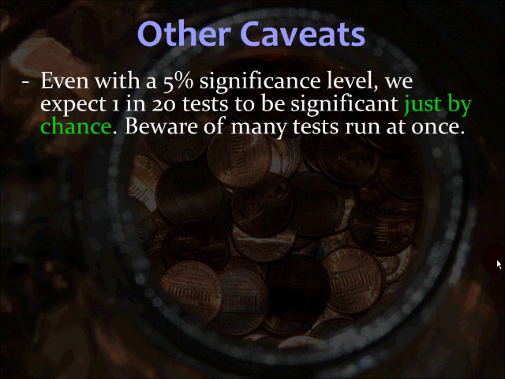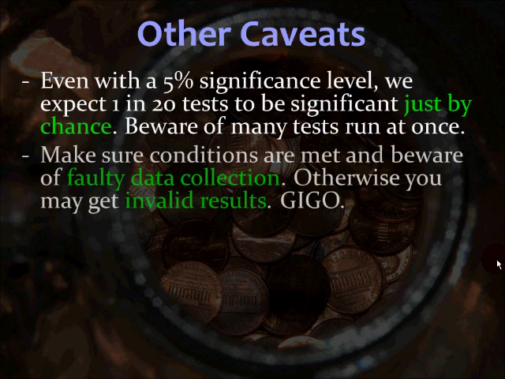Even with a 5% significance level, we expect 1 in 20 tests to be significant just by chance. Keep in mind, with a 5% significance level, even if the null is true, you're going to get 5% of tests that are going to show that you should reject the null even if you shouldn't. And if you run, for example, 20 tests at the same time, probability-wise, you're likely to get at least one where you're going to find the data statistically significant, so be careful.